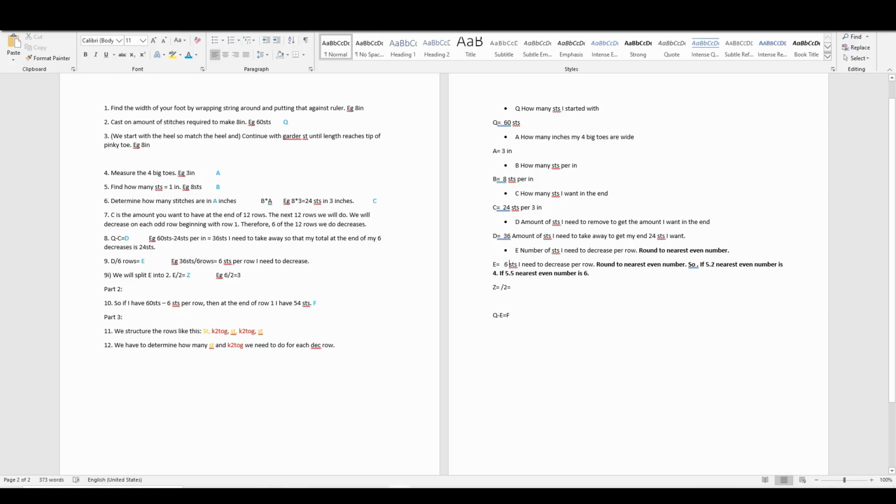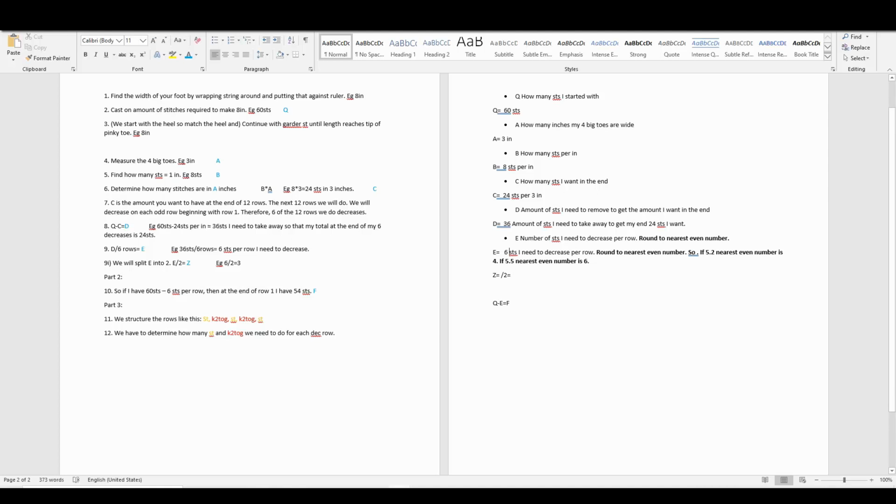Now you always round to the nearest even number to make this simple. So if you have, for example, 5.2 as E, 5.2 becomes 4. If you have 5.5, round it up. 5.5 becomes 6. Okay, so just make it the nearest even number.